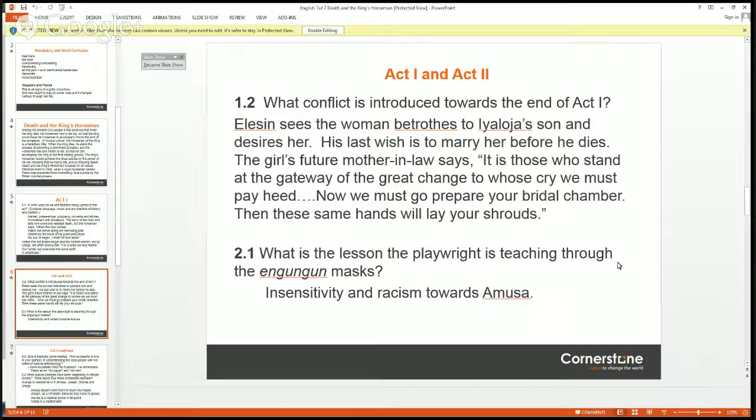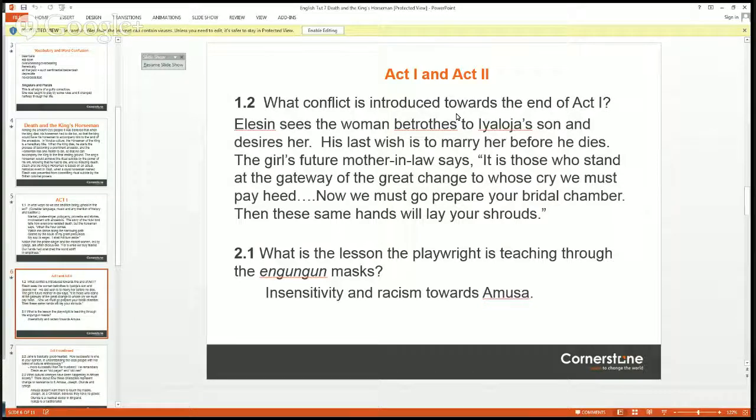Oh, the first thing I see is a typing error. Sorry, it should be betrothed with a D there. Okay. Elisine, the king's horseman, sees the woman betrothed to Ialoja's son, and he desires her. His last wish before he dies is to marry her.